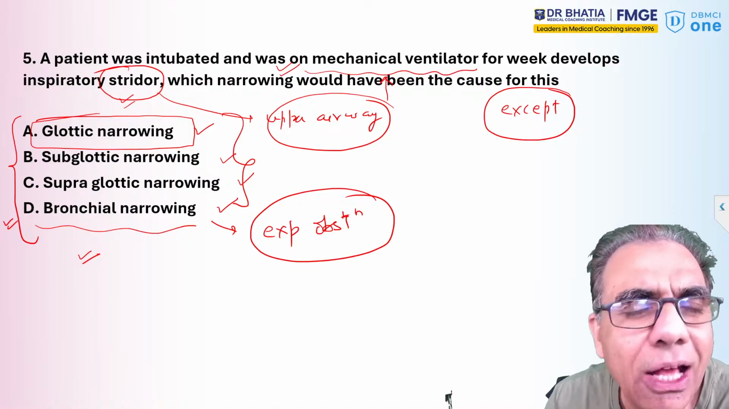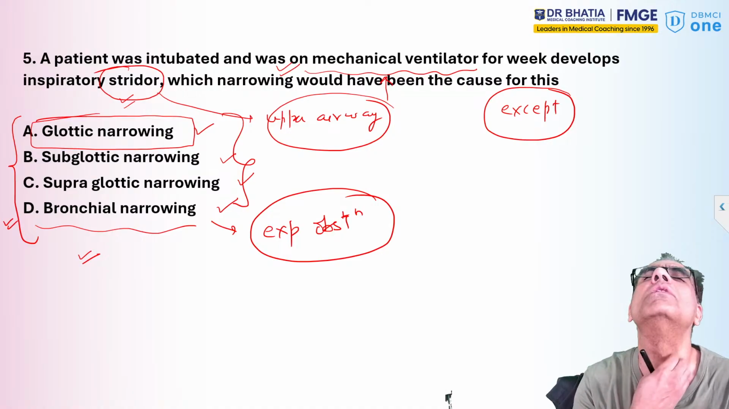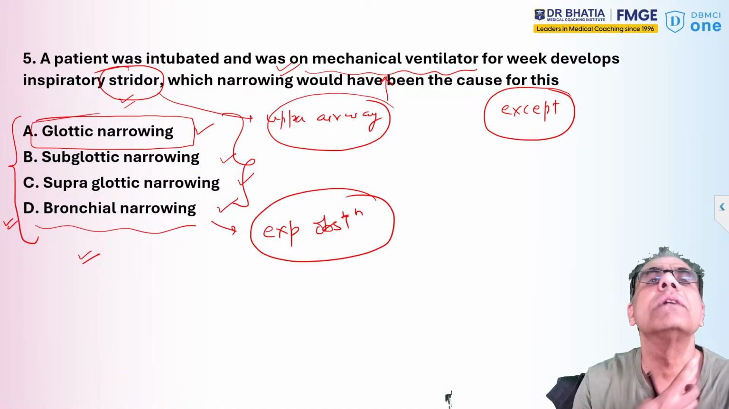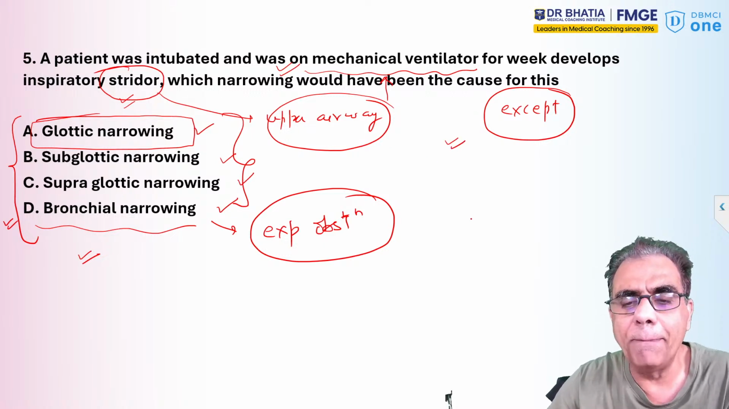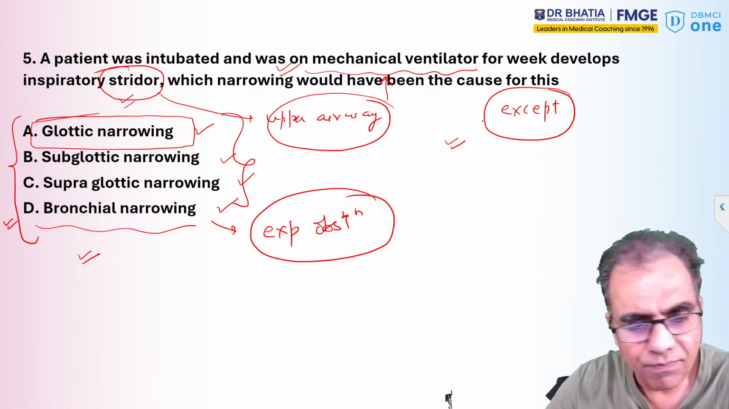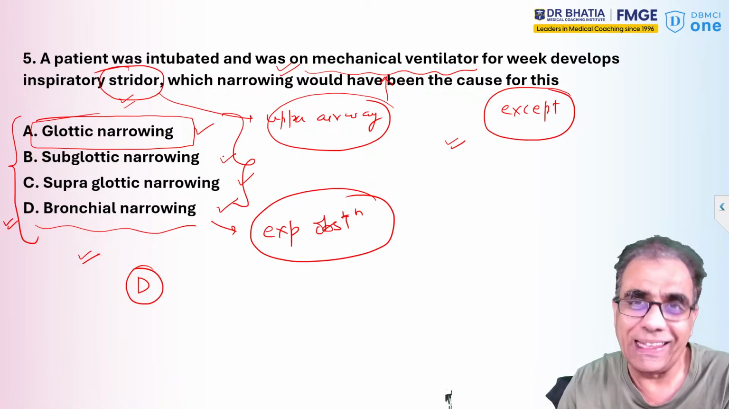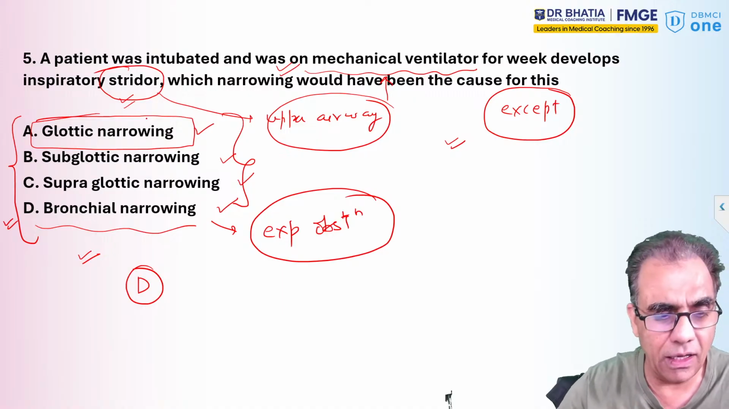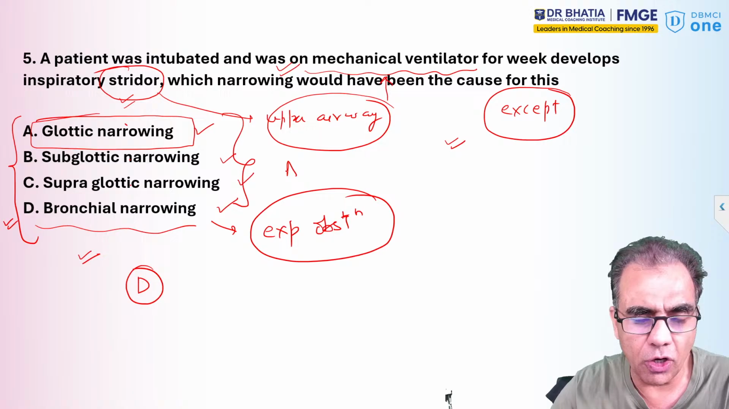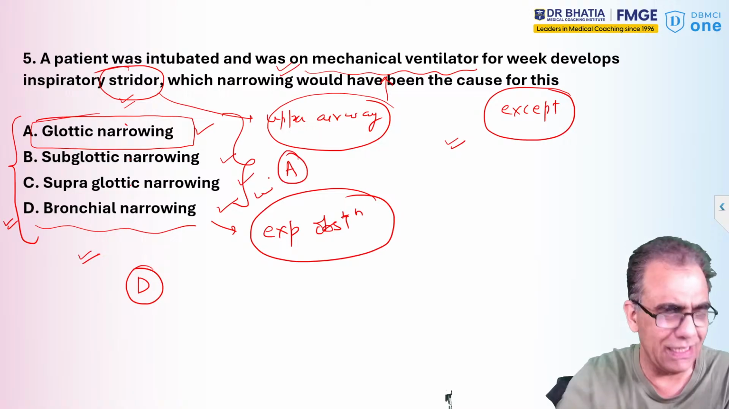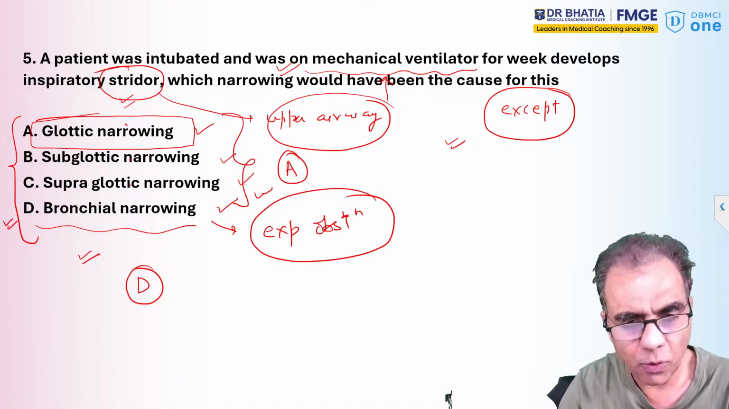So inspiratory obstruction means upper airway, and upper airway more or less includes all of this. So I think this question ideally should have been 'except', then the answer would be D. But if the question is like that, and you have to choose between supra, sub and glottic, then we'll choose glottic. I don't know what the exact question is. We'll discuss it with you on YouTube and see what the error is.